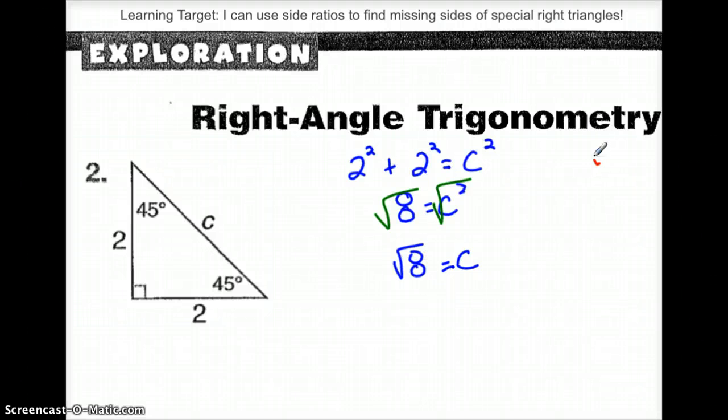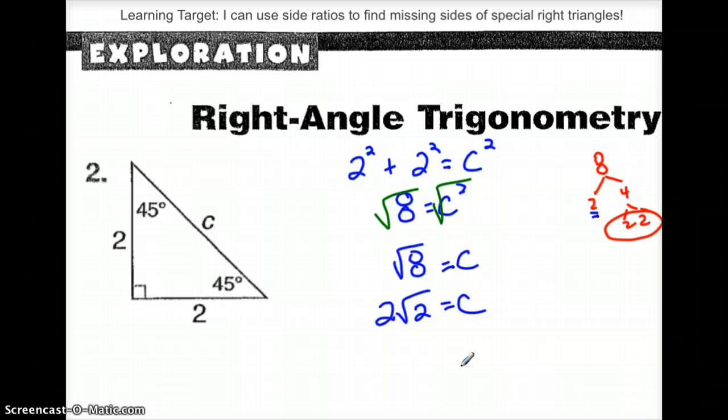If I come over here to the side and do a factor tree, 2 and 4, 2 and 2. Since I'm dealing with a square root, I'm looking for pairs, and this means that a 2 comes outside, and this one is left over, stays in the square root house. So this would be my c value, meaning that's the value of my hypotenuse.